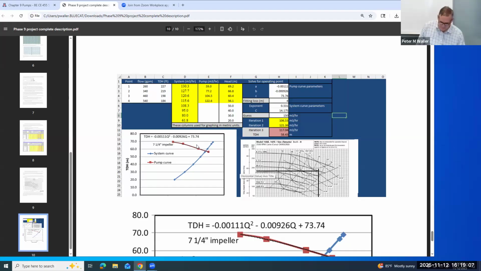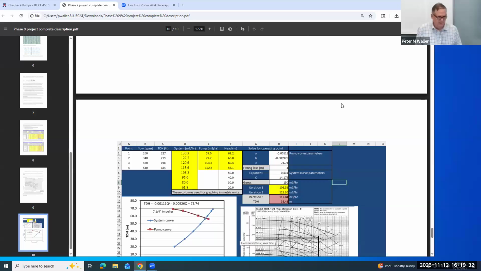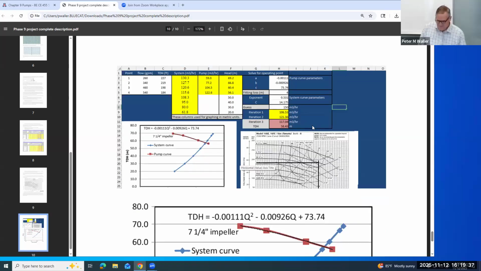So here's the equation for the pump curve. Here's the pump curve. Here's the equation for it. Here's the system curve. And then this red here will find the operating point in the spreadsheet. That's where your pump and your system is going to operate. And that's it. Next week, we'll add in the reservoir and the groundwater pump. All right. Are there any questions?